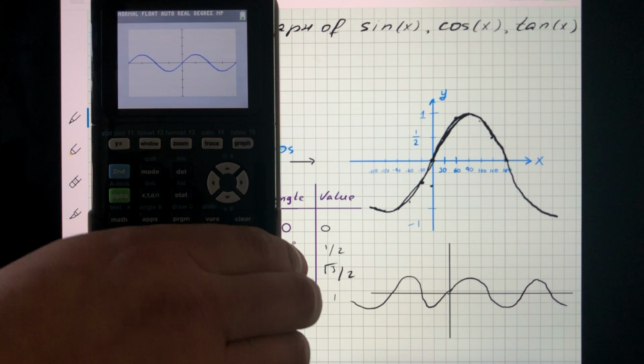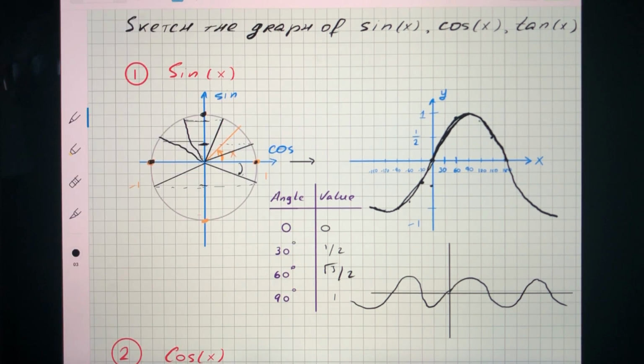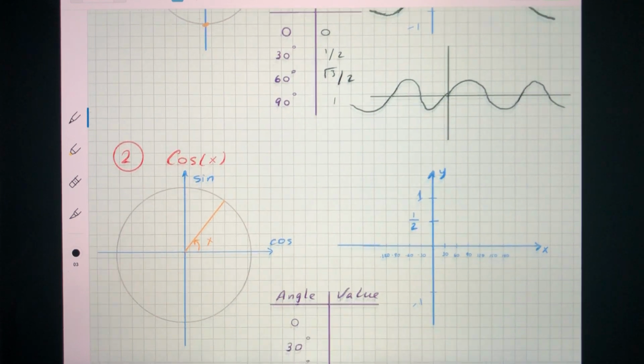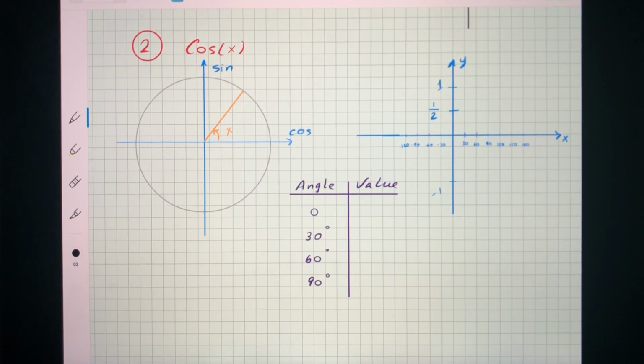We can also do exactly the same procedure for the cosine. And for the cosine, here is the cosine. For the 0 degrees, the cosine is positive 1. So we start off at 0 degrees at 1. For the 30 degrees, the cosine is almost 1, which is square root of 3 over 2, or 0.866. So for 30, we are almost at 1.